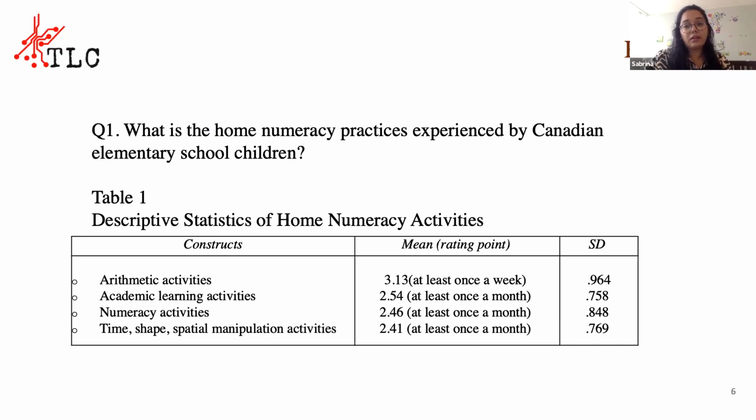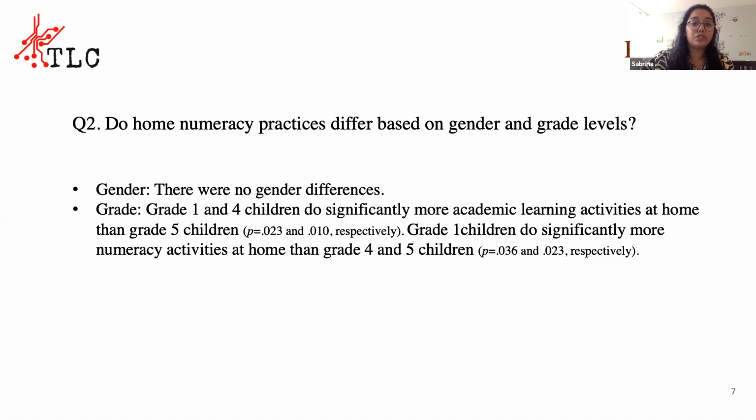In response to research question 1, the preliminary analysis showed that the participants varied in the frequency of home numeracy practice. On average, the most frequently occurring home numeracy practice was arithmetic activities, whereas the least frequently occurring was time, shape, and spatial manipulation activities. In response to question 2, independent sample t-tests showed that there were no gender differences on home numeracy practices. Regarding the child's grade level, one-way ANOVA showed that there were no significant group differences in arithmetic, academic learning, numeracy, and time, shape, and spatial manipulation activities. And then we did the post hoc analysis.